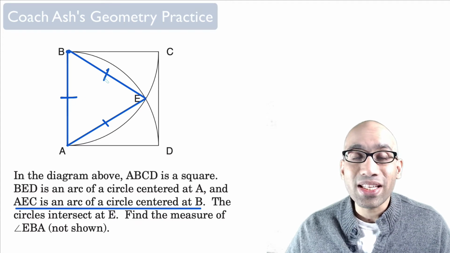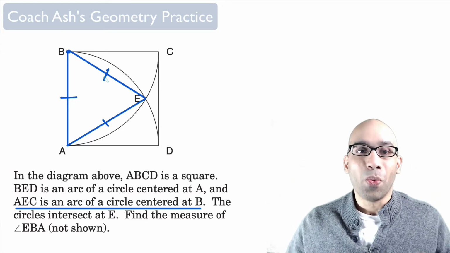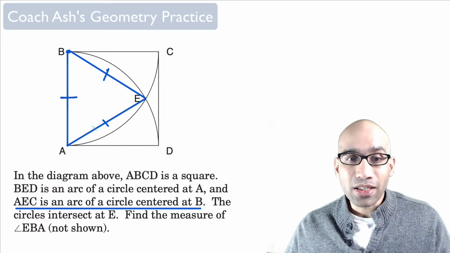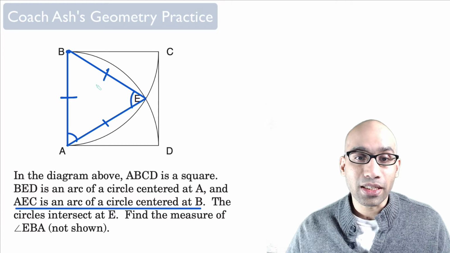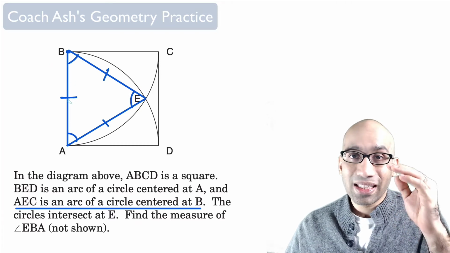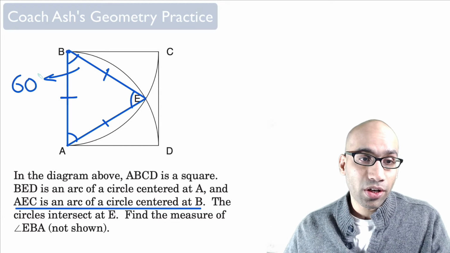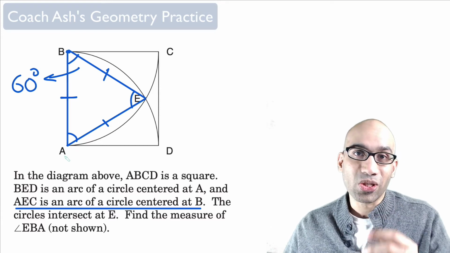So all of these 3 sides are actually equal, which means this is an equilateral triangle. And so the angles inside, this angle, this angle, and this angle, are all equal to each other and are equal to 60 degrees. And so this angle over here, which is asked, EBA, is equal to 60 degrees.